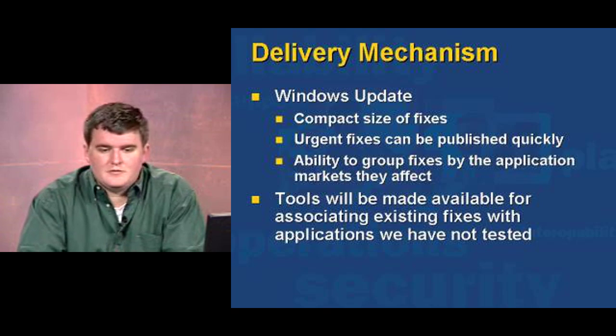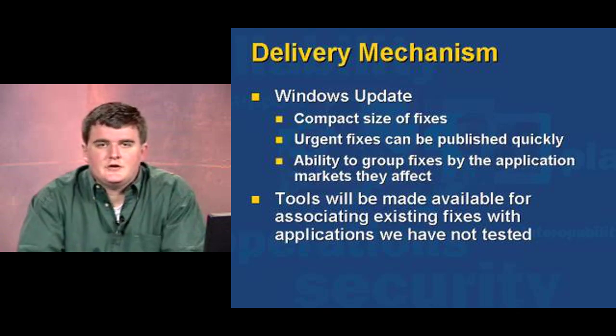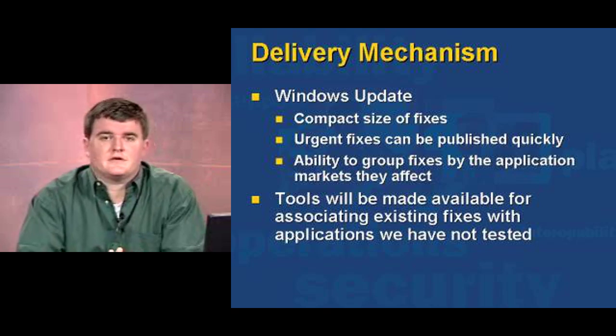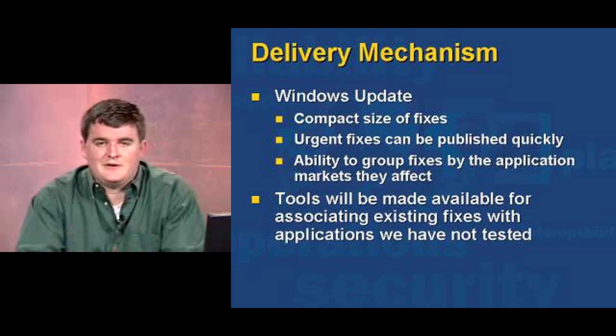Urgent fixes, we can publish these very quickly. We can have something out on Windows Update a couple of days after it's available. Windows Update also has some very nice features for allowing us to group fixes by the application markets they affect. Windows Update has different market segments, such as consumer, which would allow us to package up all our game fixes in a particular package that could then be delivered.